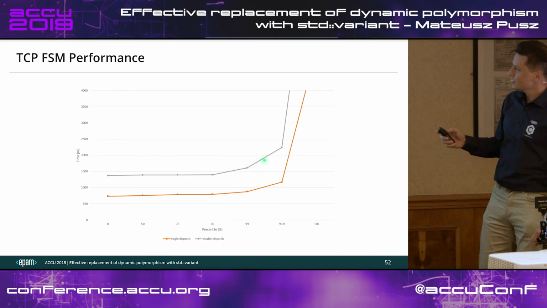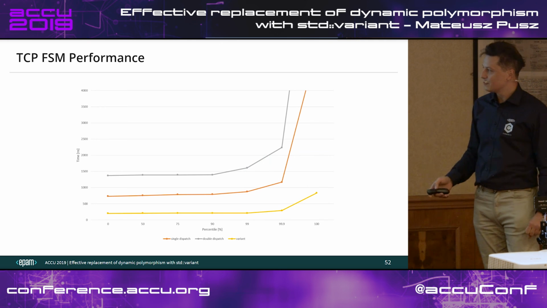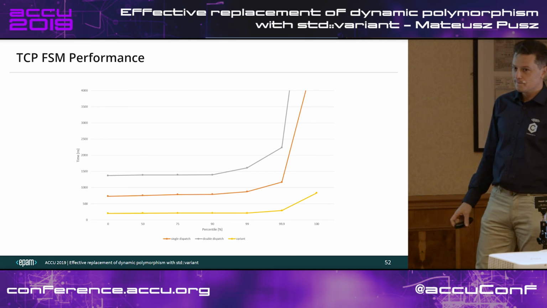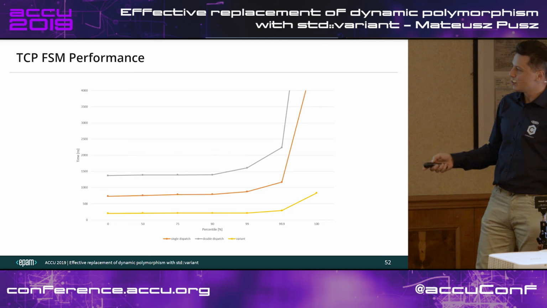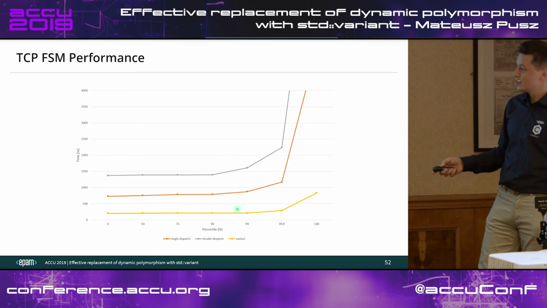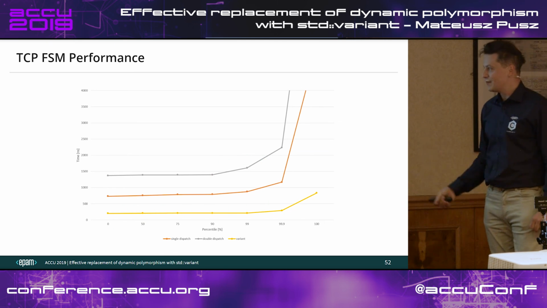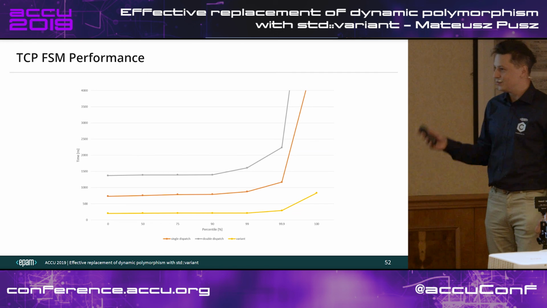Double dispatch, of course, is worse. And this is what I get for variant. This is why it's worth to go for value semantics, to not use dynamic memory allocations, to not use dynamic dispatch.